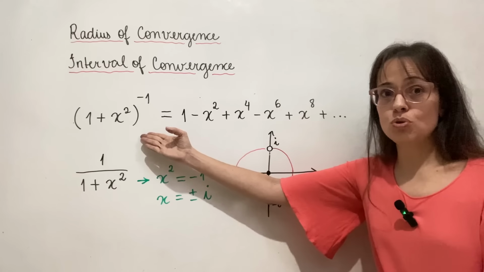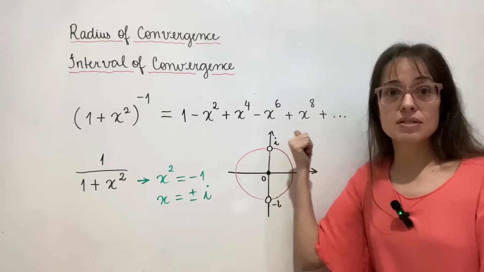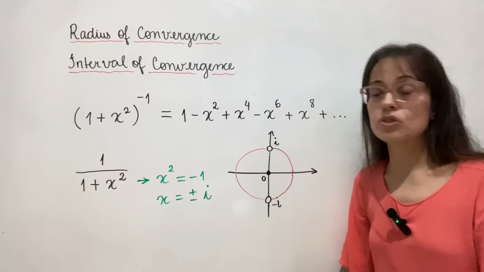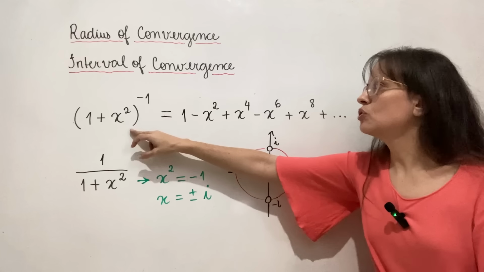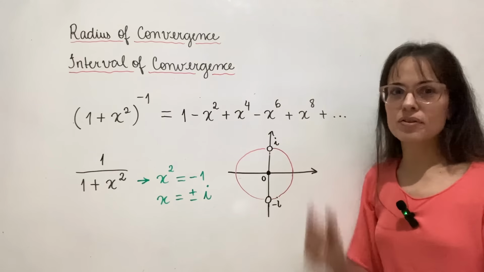x can't be 2 in here either. The series is not going to converge. 1 plus 2 squared is 5. 1 over 5 is not this.